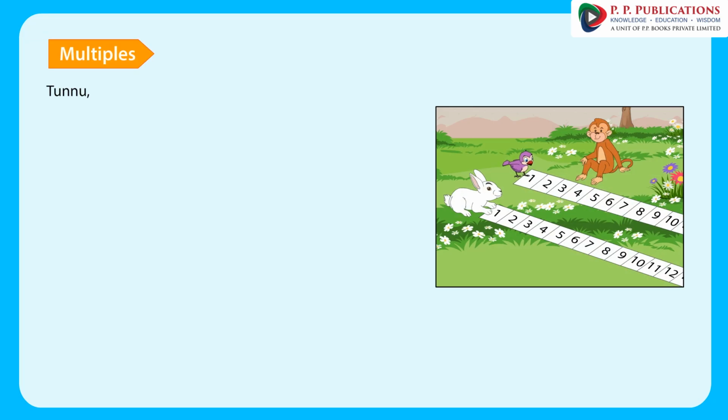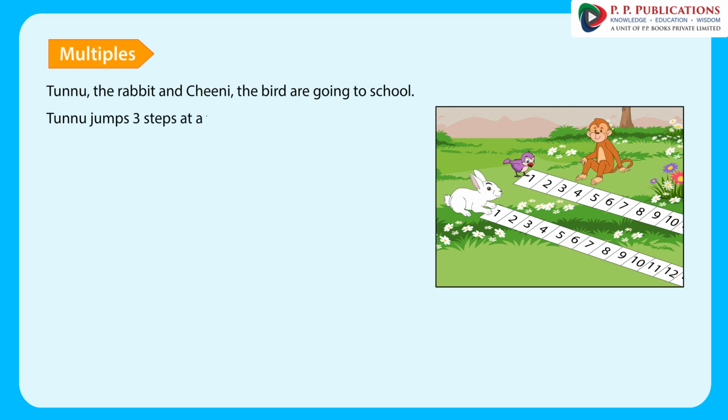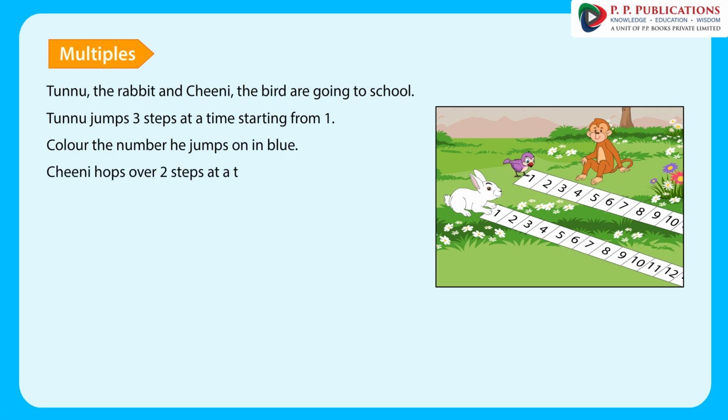Multiples. Tunu, the rabbit, and Chini, the bird, are going to school. Tunu jumps 3 steps at a time starting from 1. Color the numbers he jumps on in blue. Chini hops over 2 steps at a time starting from 1. Color the numbers she hops on in green.